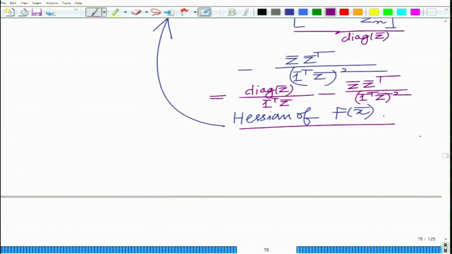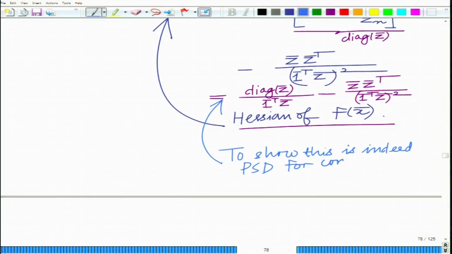All right, this is the Hessian, and we have to show that this is positive semi-definite, to show this is indeed PSD for convexity of f of x bar. That is, we want to show that this is indeed a positive semi-definite matrix to verify the convexity of this function f of x bar, which we will do in the subsequent module. So we will stop here. Thank you very much.